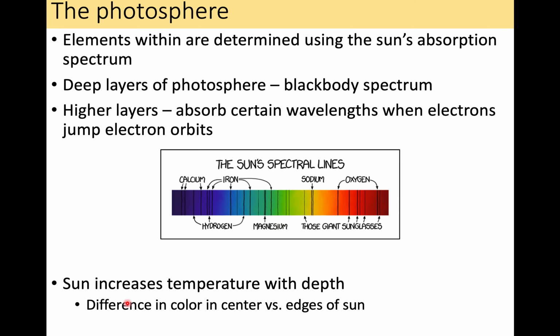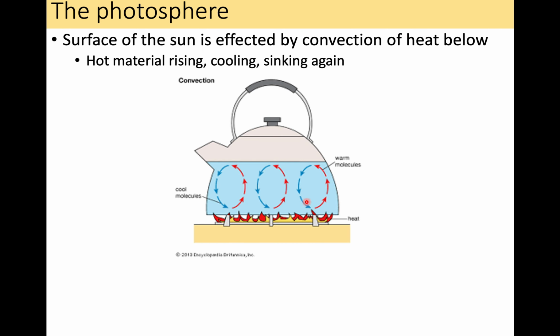The temperature of the sun increases with depth. So as you get closer to the center of the sun, it's going to get hotter and hotter and hotter. So for the photosphere on the surface of the sun, it has all that heat beneath it. So what this causes is convection, where we have warm material rising until it gets to the surface of the photosphere, where it's able to cool down a bit. That cool material will sink, warm up again, rise, cool down, and sink. We have this convection effect.